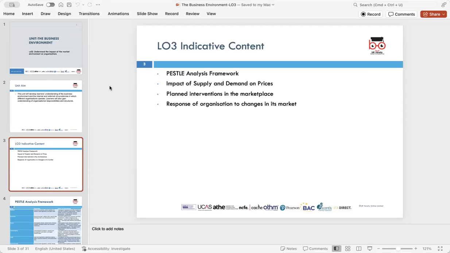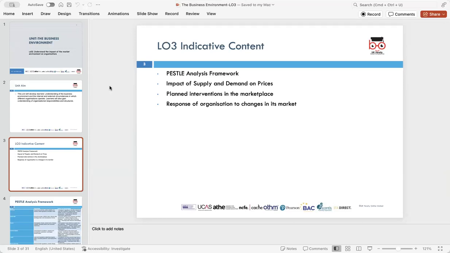Indicative contents, PESTLE analysis framework. We will explore the PESTLE, which means political, economic, social, technological, legal, and environmental, analysis framework to understand how various external factors impact organizations. Then impact of supply and demand on prices.